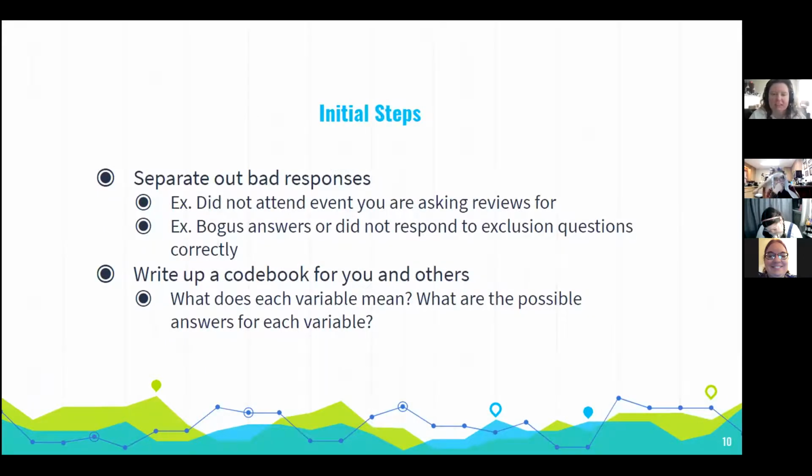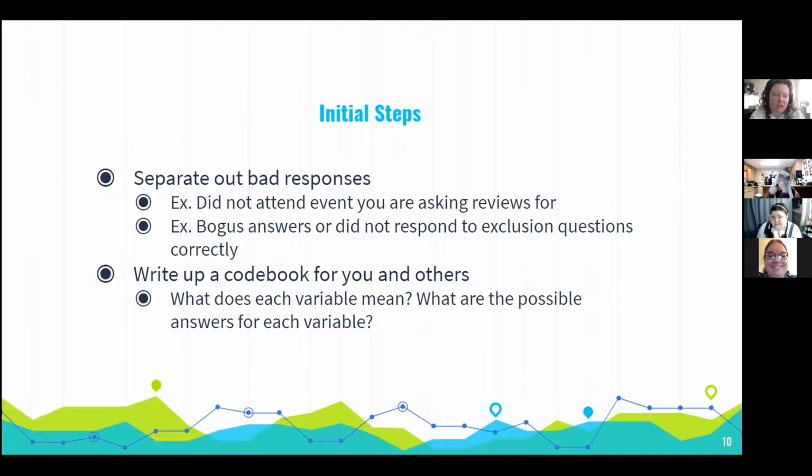So the very first thing that you're going to do when you have data is you're going to separate out your bad responses. First off, if you're only looking for people who attended an event, you would separate out responses for people who did not attend the event you were asking for reviews for.